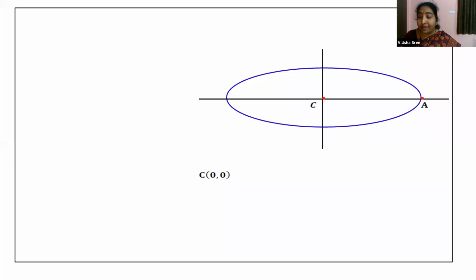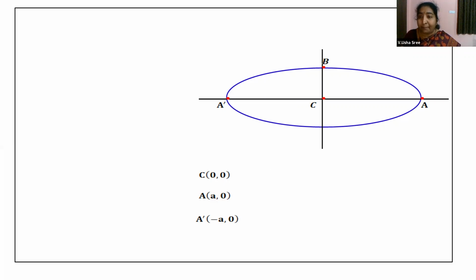Then this is A, which is (a, 0). That is one of the vertices, which is on the x-axis. So on the x-axis, the y coordinate will be 0. So the coordinates of capital A are taken as (a, 0). A dash is another vertex on the other side of the center. Then it will be taken as (-a, 0).